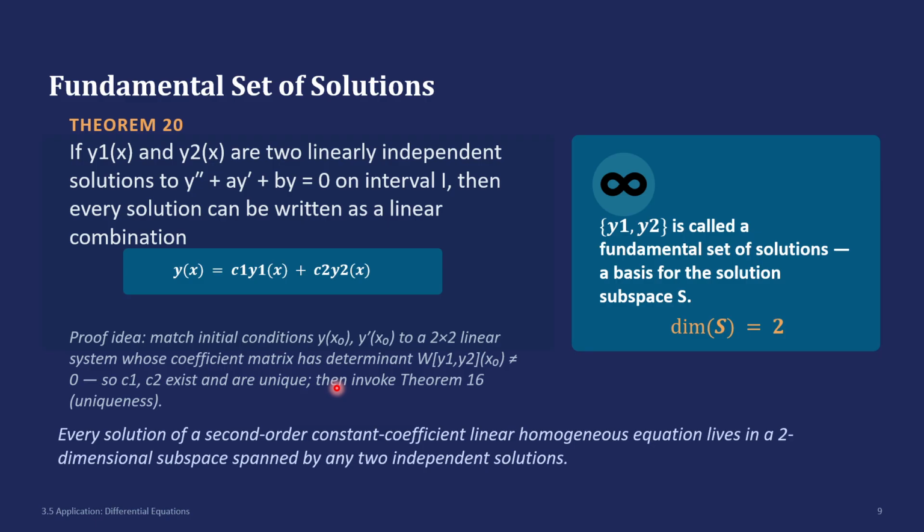So y1 and y2, this is called the fundamental set of solutions, a basis for the solution subspace S. So the dimension of S is equal to 2. So every solution of a second order constant coefficient linear homogeneous equation lives in a two-dimensional subspace spanned by any two independent solutions.